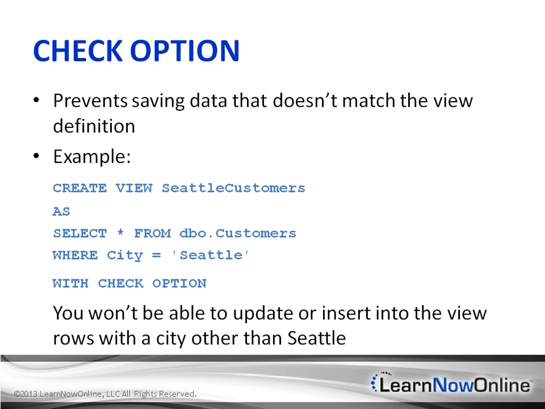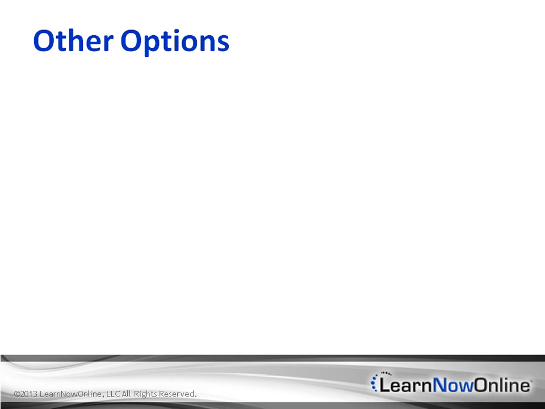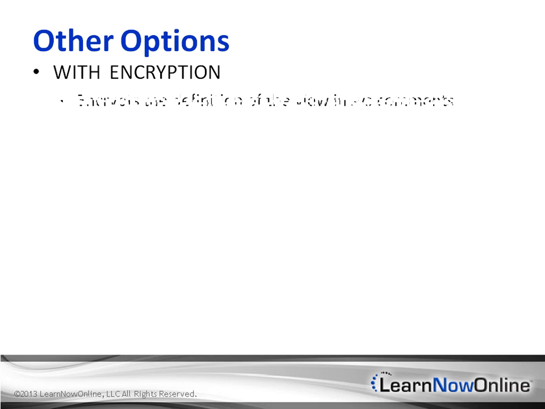The reason for this is that it makes sure that the data remains visible to the view after the data is modified. Because if you change the city, then that row would not be returned from this view anymore. Okay, but to have that behavior, you have to use the with check option. Then there are a few other options. One is encryption. With encryption, it encrypts the definition of the view in sys.comments. That's a system table that contains the definition of the view. So it encrypts it in order to prevent casual viewing.